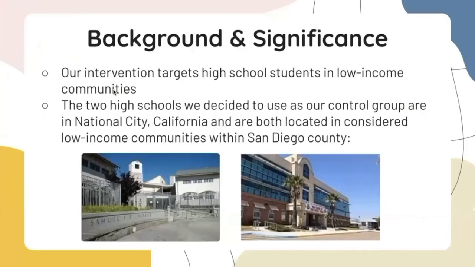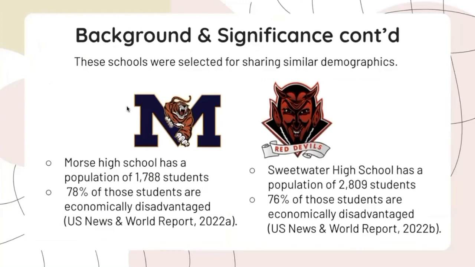Our intervention targets high school students in low-income communities. We decided to use two high schools as our control group in National City, California, which is considered a low-income community within San Diego County. The schools were selected for sharing similar demographics. Morris High School has 78% of their population being economically disadvantaged, and in Sweetwater High School, 76% of those students are economically disadvantaged.